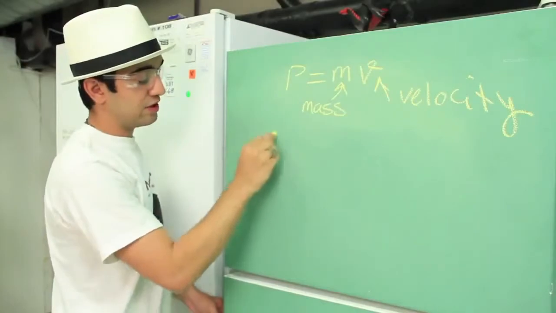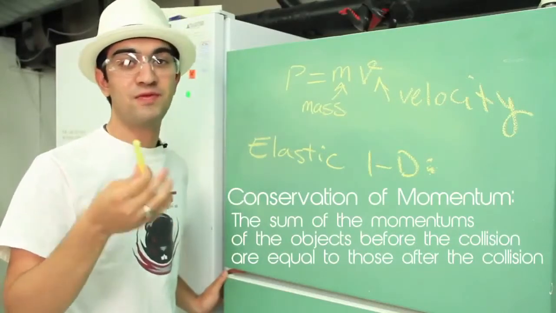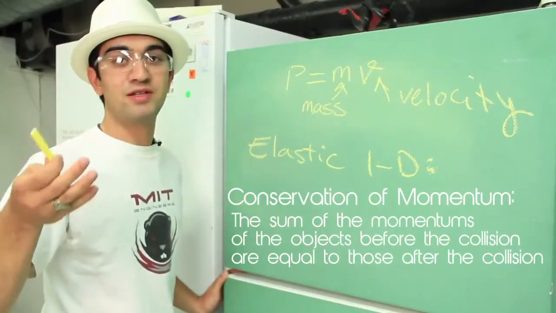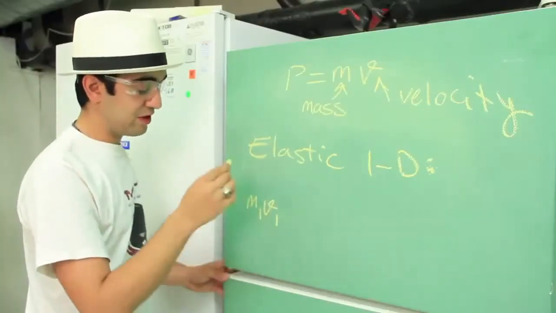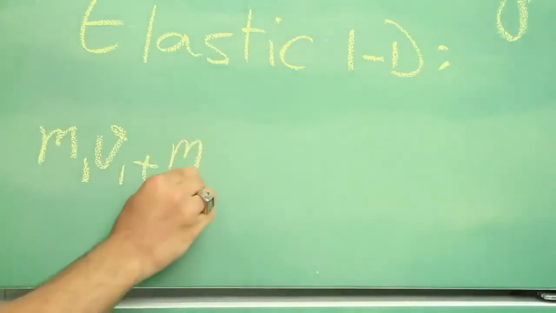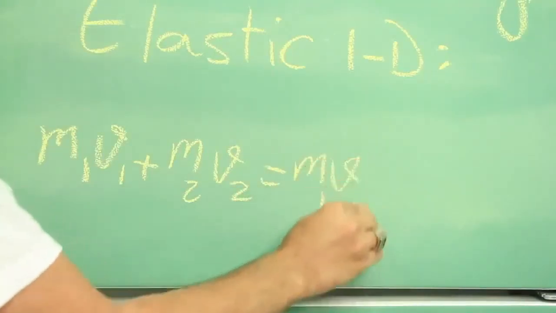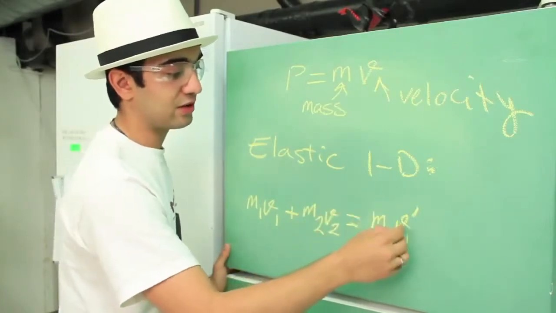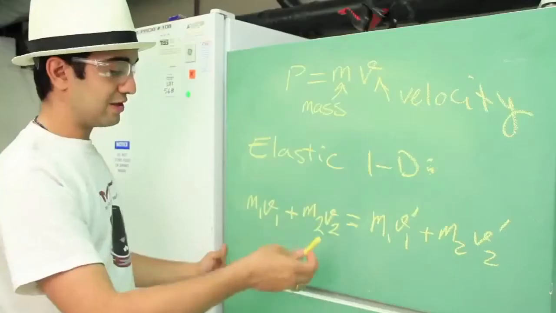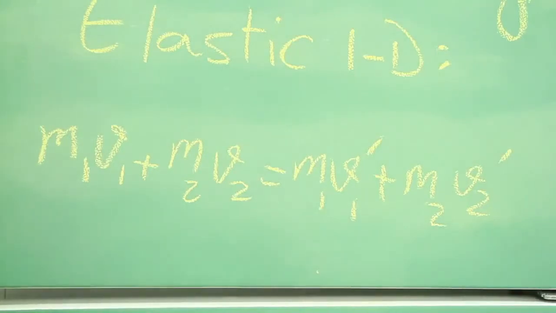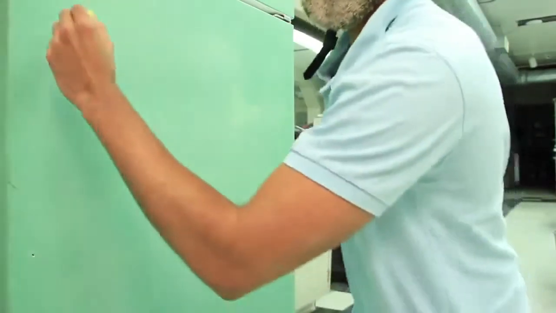For elastic collisions in one dimension, conservation of momentum applies. That means the sum of the momentums of the objects before the collision is the same as the sum of the momentums of the objects after the collision. We can write that as m1v1, the momentum of the first object before the collision, plus m2v2, the momentum of the second object before the collision, is equal to m1v1 prime, which is the momentum of the first object after the collision, plus m2v2 prime, which is the momentum of the second object after the collision. As you can see, the sum of the momentum before the collision is equal to the sum of the momentum after the collision.